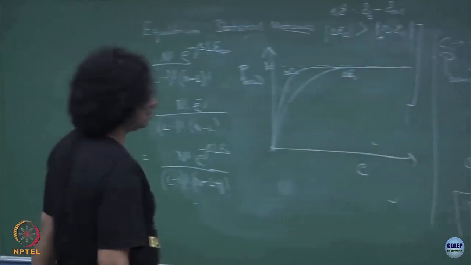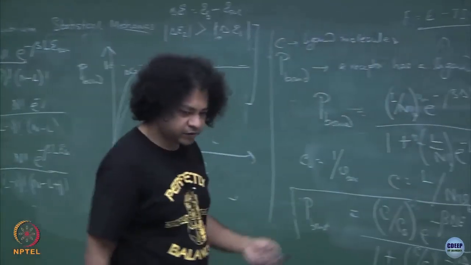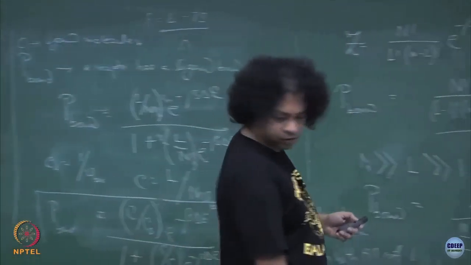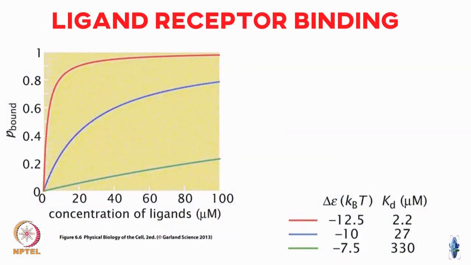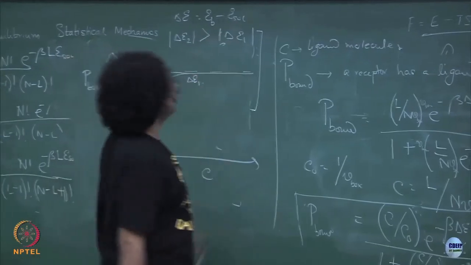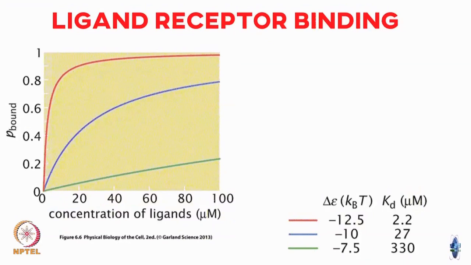If you look at these sort of p bound plots, exactly what we were plotting, this is how the p bound goes as a function of the concentration of ligands. These are for different values of delta E. The higher the delta E, remember the sign will always be negative because epsilon B will be smaller than epsilon solution. But as long as the magnitude of this delta E is larger, so, green, blue, then red, that is how the curves will rise up.